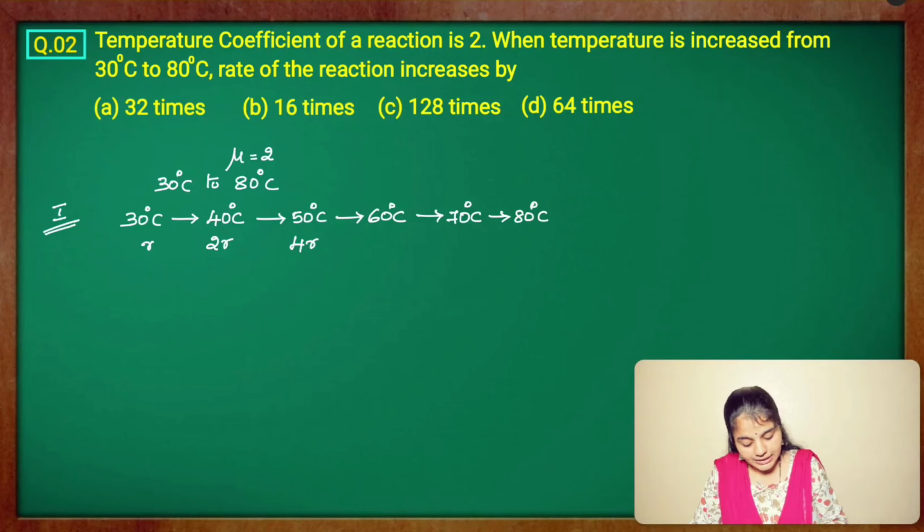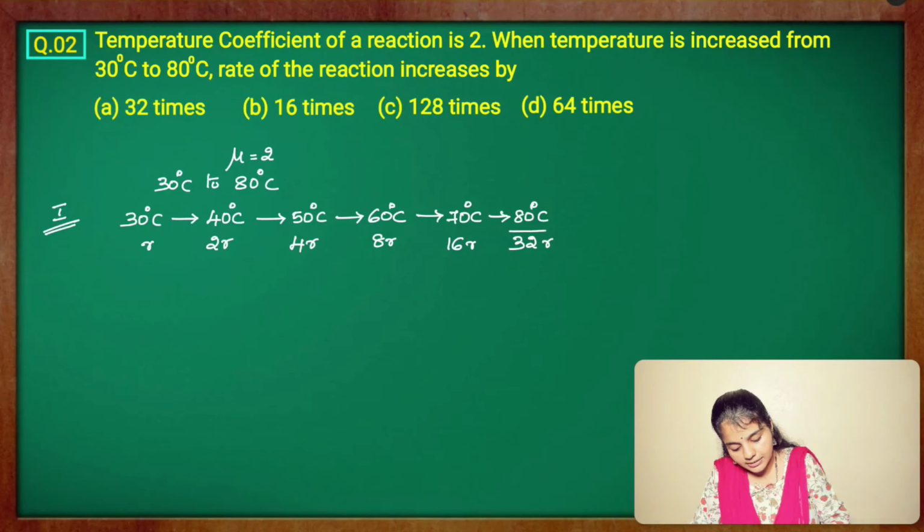50 to 60, the rate will double. So it's 2 into 4, 8R. 60 to 70 degrees centigrade, the rate will double again. So it's 2 into 8, 16R. 70 to 80, again a 10 degree rise in the temperature. So it is 32R. So therefore, the answer is the rate of reaction increases by 32 times.